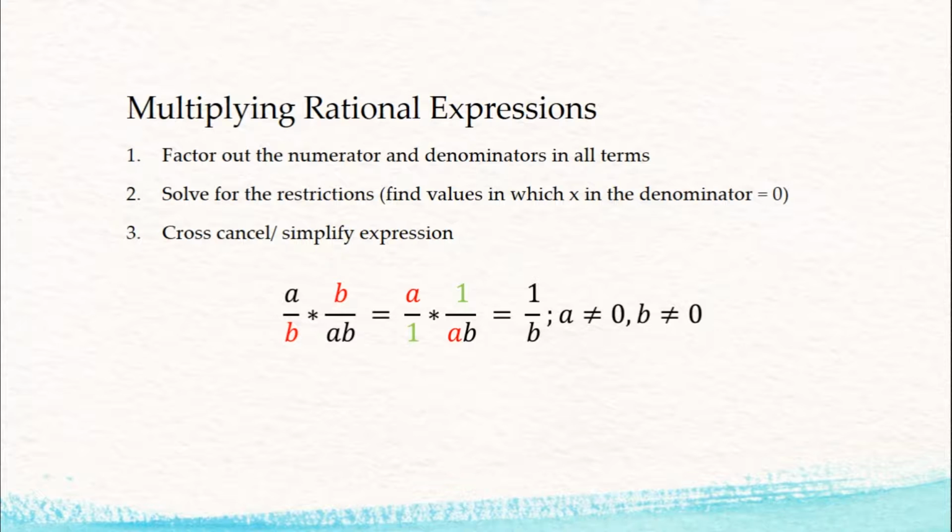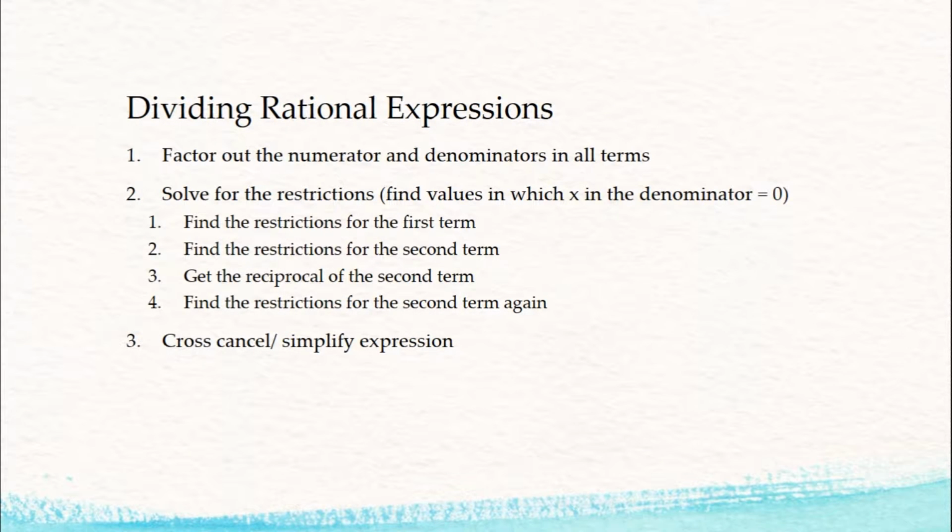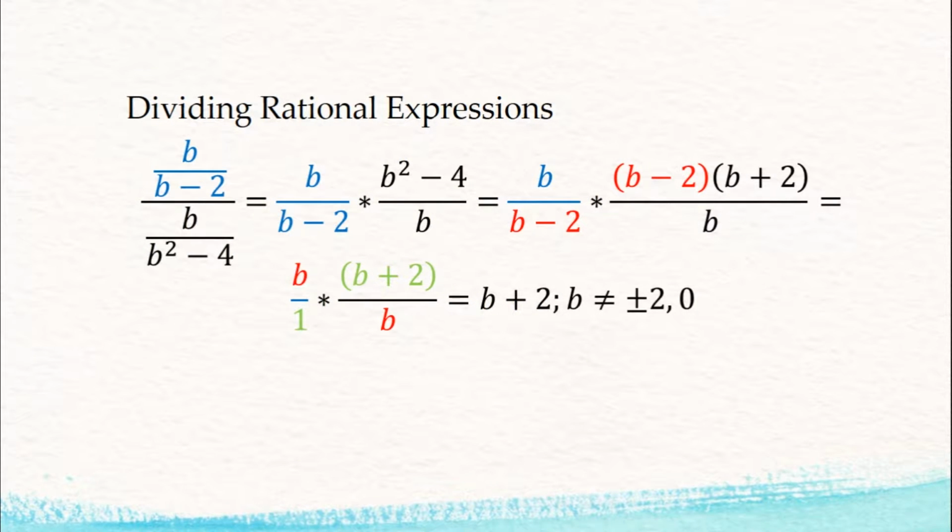We have an example here, such as a over b times b over ab is equal to a over 1 times 1 over ab, which is equal to 1 over b. And a cannot equal 0, and the same thing with b, it cannot equal 0. Now dividing is the same thing, except you want to find the restriction for the second term without it being reciprocated, and then find the restriction of the second term again when it is actually reciprocated. Examples right here.